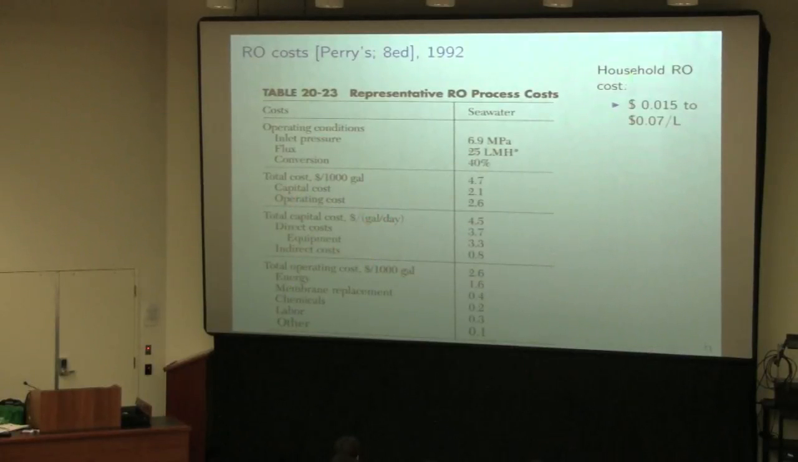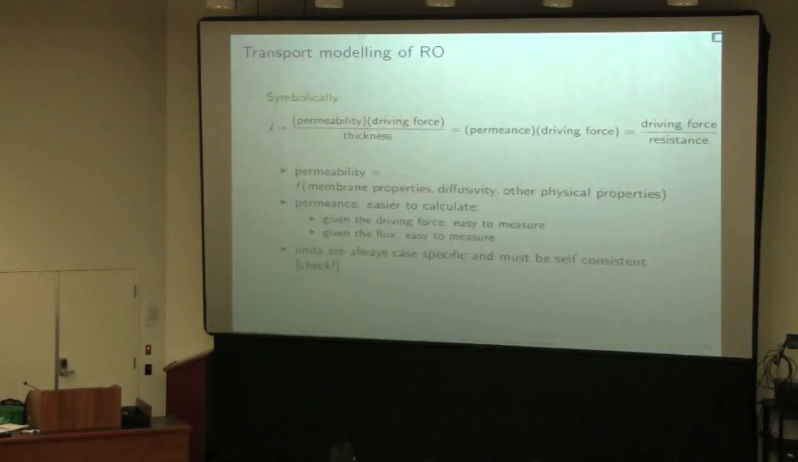And if you look at a household reverse osmosis unit, you're paying on the order of 1.5 cents to 7 cents per liter, just in terms of the operating costs of that unit, and the capital costs, not for the water itself that you're feeding. So that just gives you an idea about the market and the application areas.